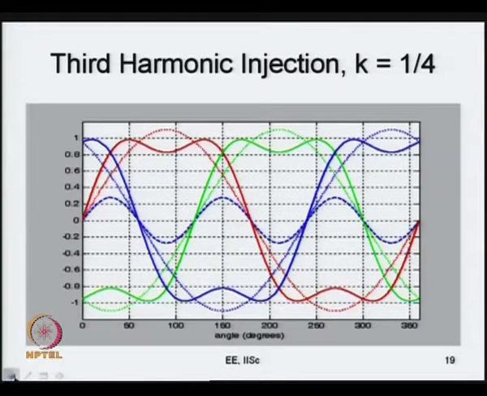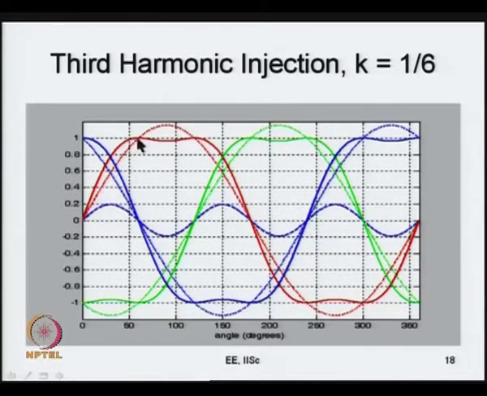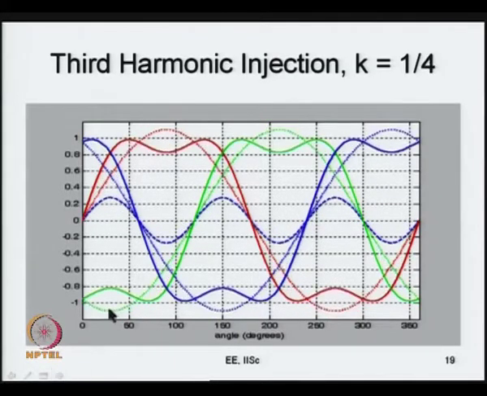You can actually see there are differences between these two. Here the peaks are occurring somewhere close to 60 degrees or so, and here the peaks of the waveforms are occurring a little farther from those angles. So, depending on what percentage of third harmonic you add, where exactly the peak occurs changes a little. So, there is some difference it makes. What is the speciality of 1 by 4? You can actually add 1 by 8 also, 1 by 7 also; you can choose k to be anything within a small range.